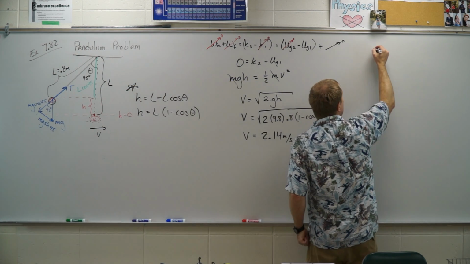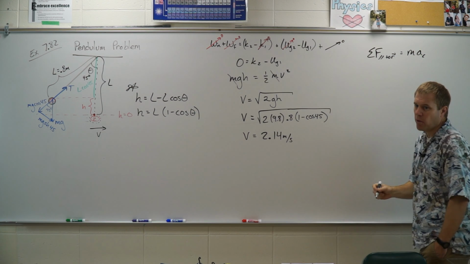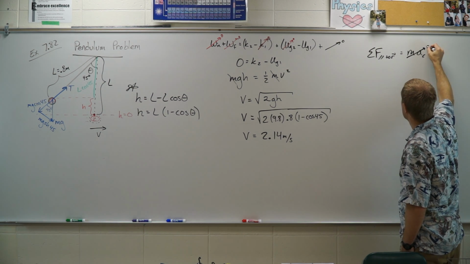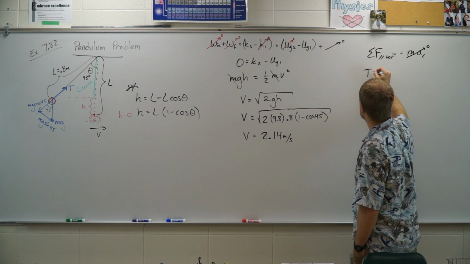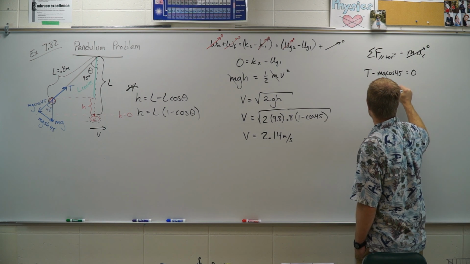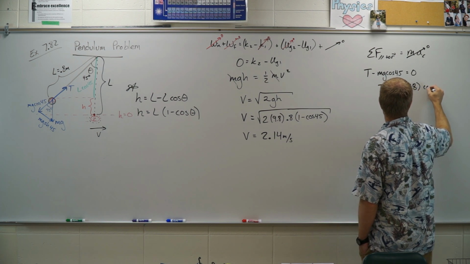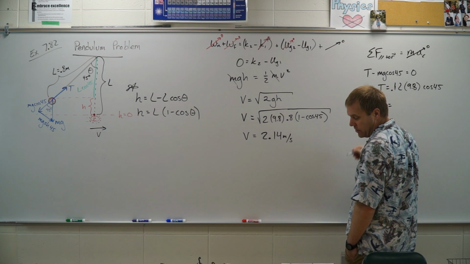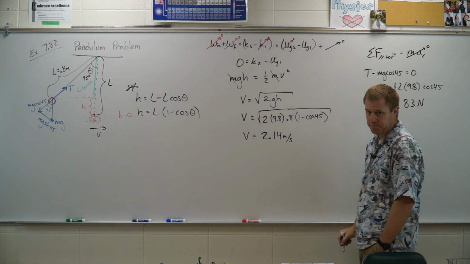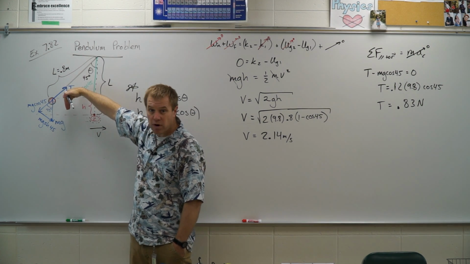So in our scenario here, the sum of the forces parallel to the radius equals m a_c. But when it reaches the top, what was the speed? It was 0. So this a_c term is 0. All right, so now I have just tension minus mg cosine 45 equals 0. So I have the tension is equal to mg cosine 45. So the m was, I think, 0.12 times 9.8 times the cosine of 45. Type that in your calculator. You should get something like 0.83 newtons.